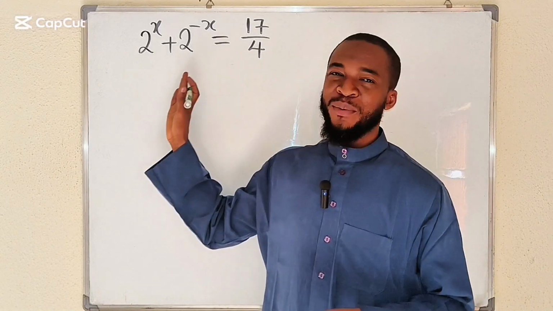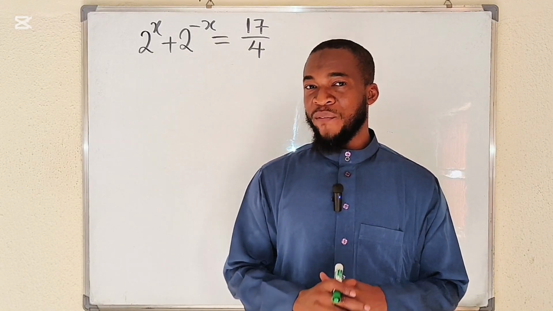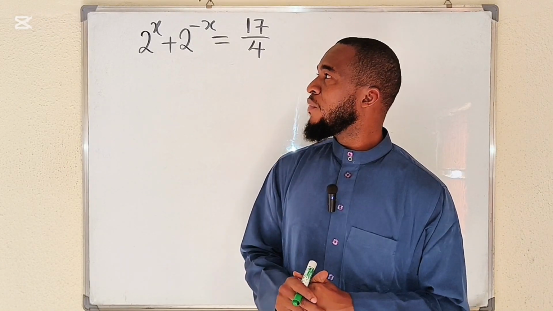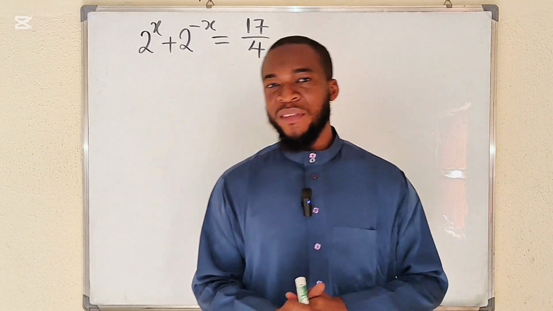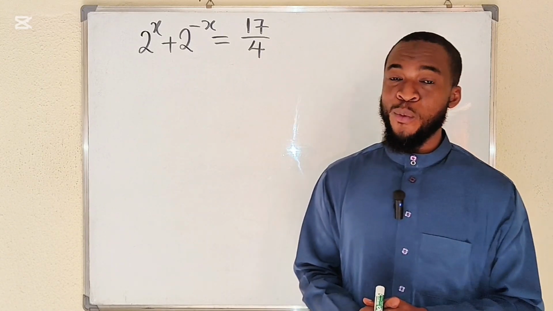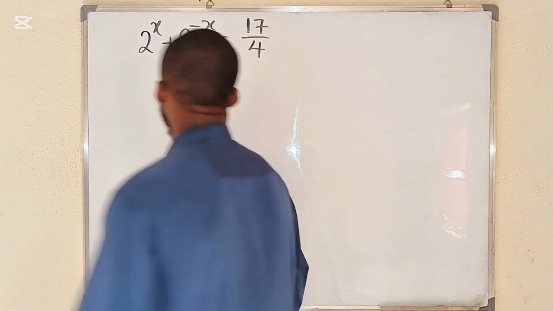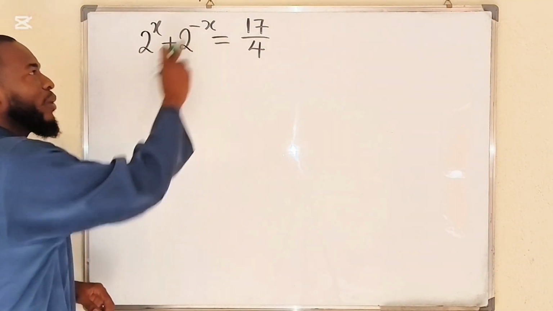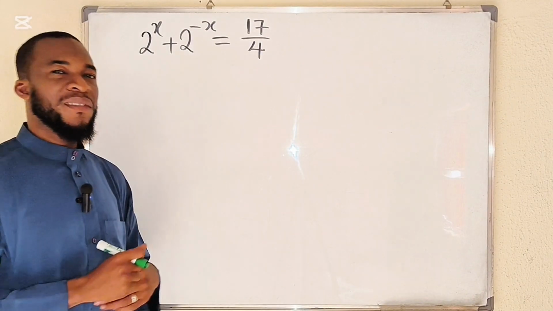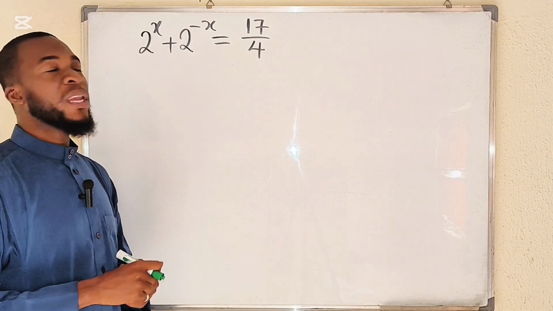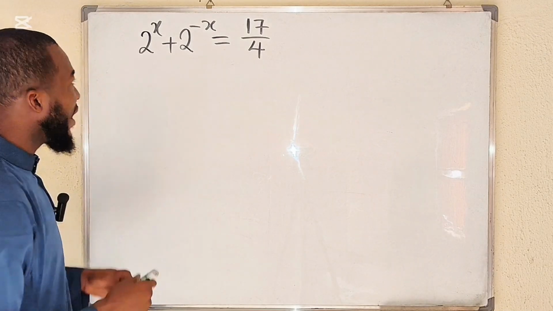This particular exponential equation was sent to me by a Facebook follower. 2 to the power of x plus 2 to the power of negative x equals 17 divided by 4. Let's get started. I know that 2 raised to the power of negative x is the same thing as 1 divided by 2 to the power of x.